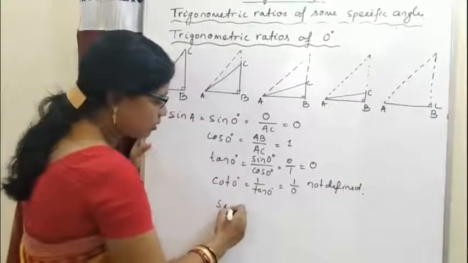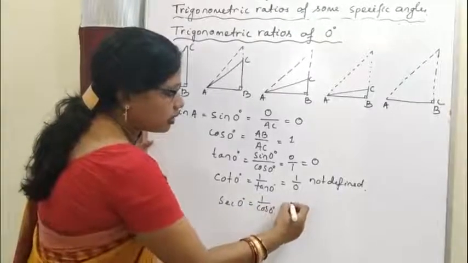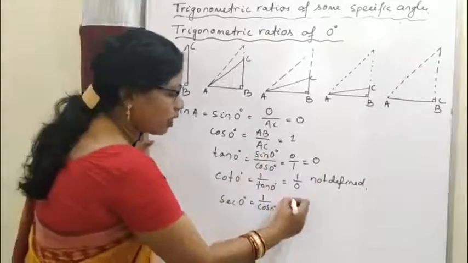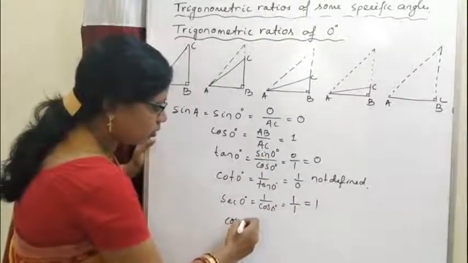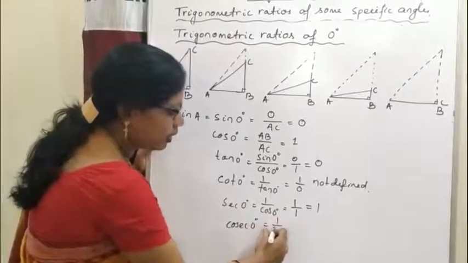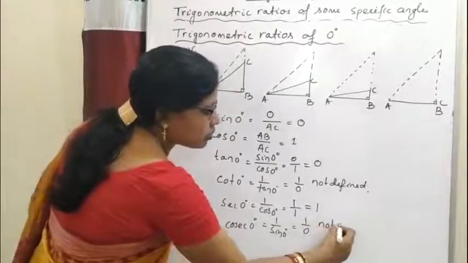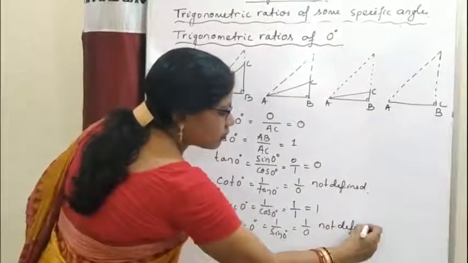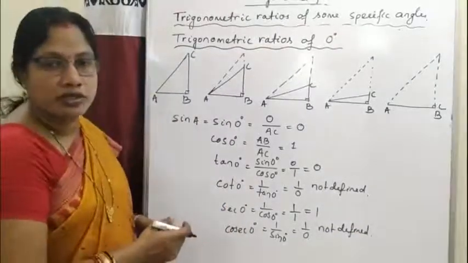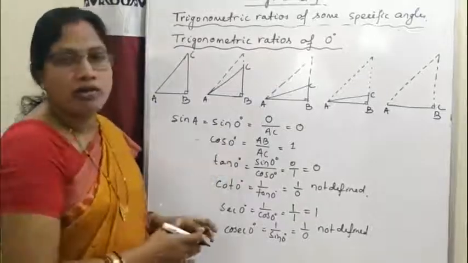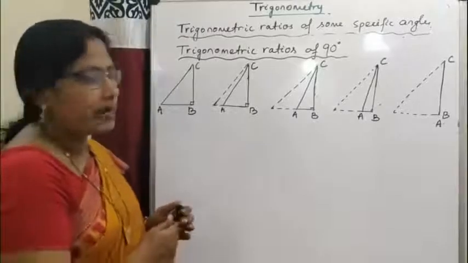Then what is sec 0? This is equal to 1 by cos 0. What is cos 0? It is 1, so 1 by 1. This is equal to 1. Then cosec 0 is equal to 1 by sine 0, so that is equal to 1 by 0. This is also not defined. In this way we can find the trigonometric ratios of 0 degree. You have to remember all the values. Let us find the trigonometric ratios of 90 degree.